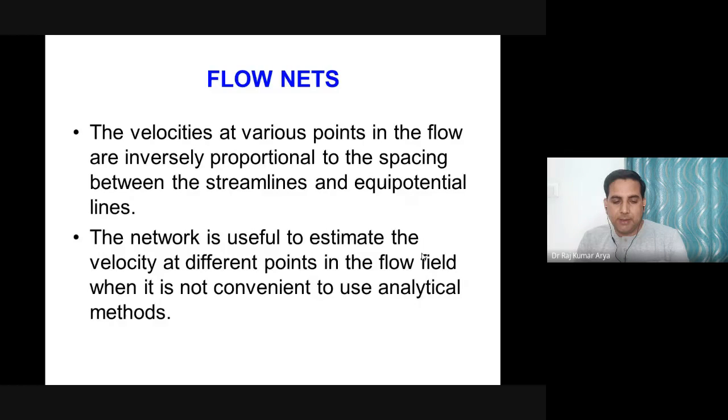It is customary to keep the changes in their values the same between adjacent equipotential lines and adjacent streamlines.